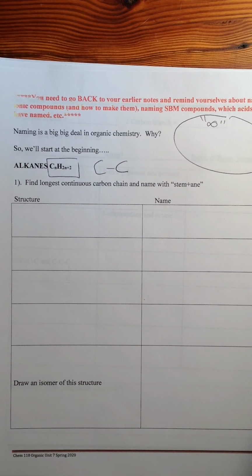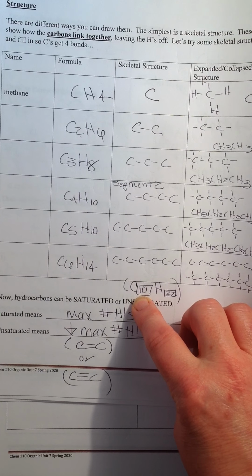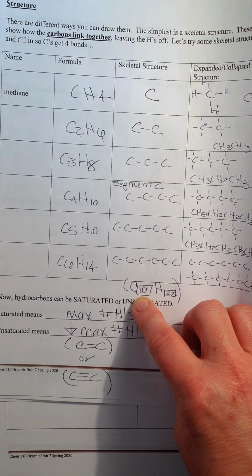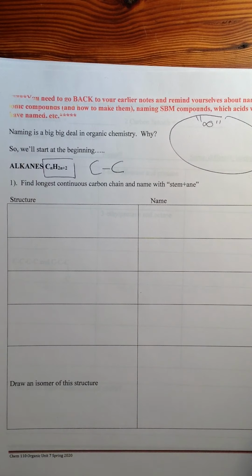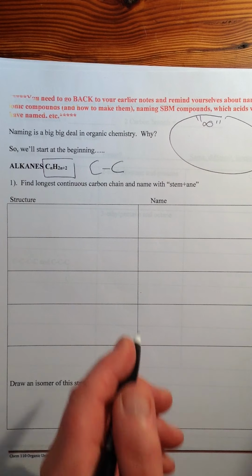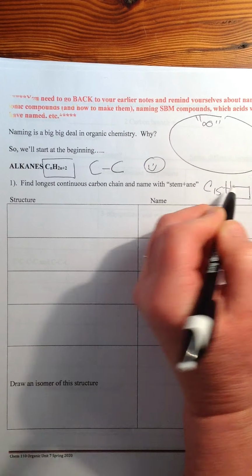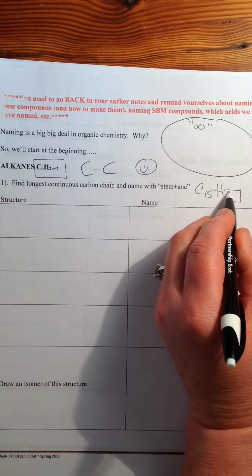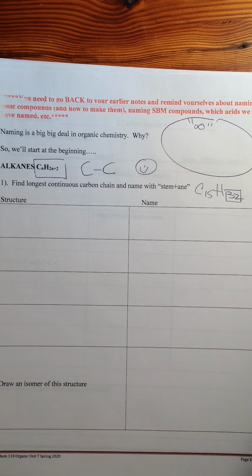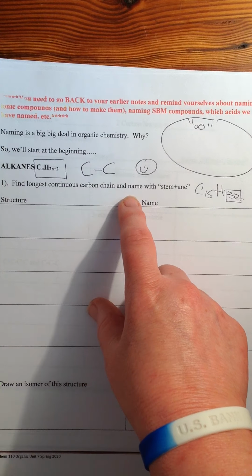And therefore, for example, when we looked at this one, C10, 2 times 10 is 20, plus 2 more is 22. That's how we would come up with this. Okay, so this is actually a real gift. If I have C15, how many H's will I need? 2 times 15 is 30, plus 2 more is 32. Poof.